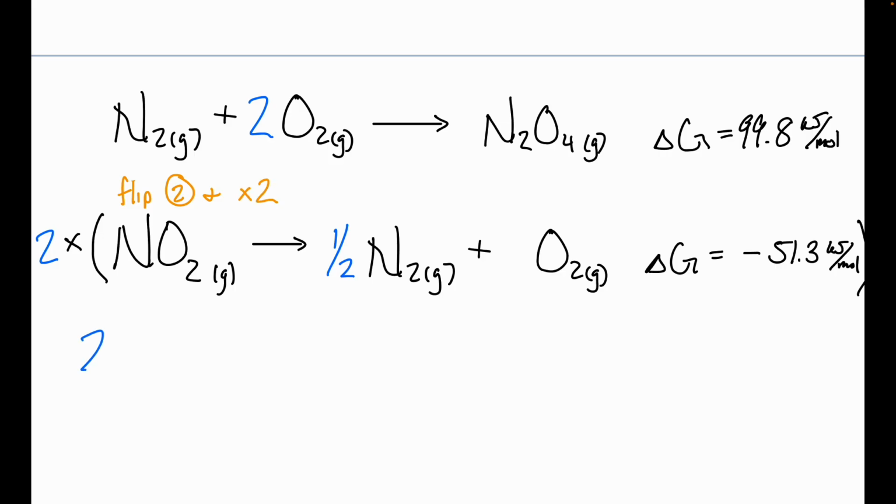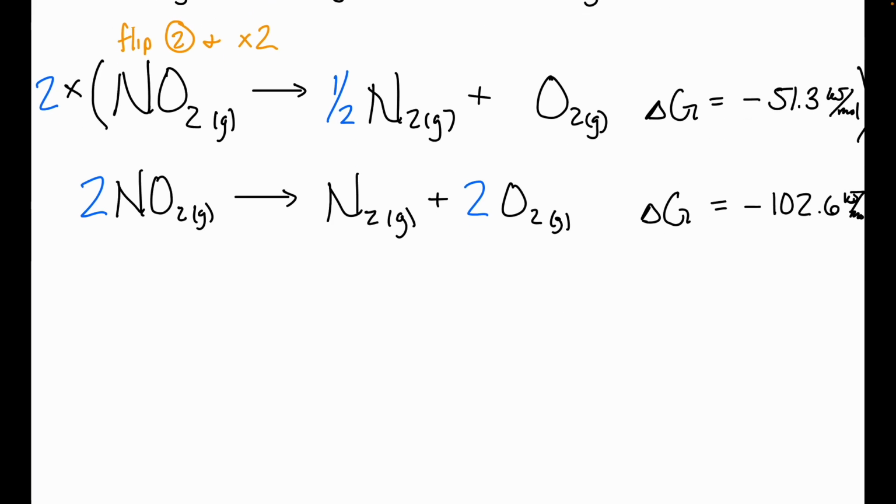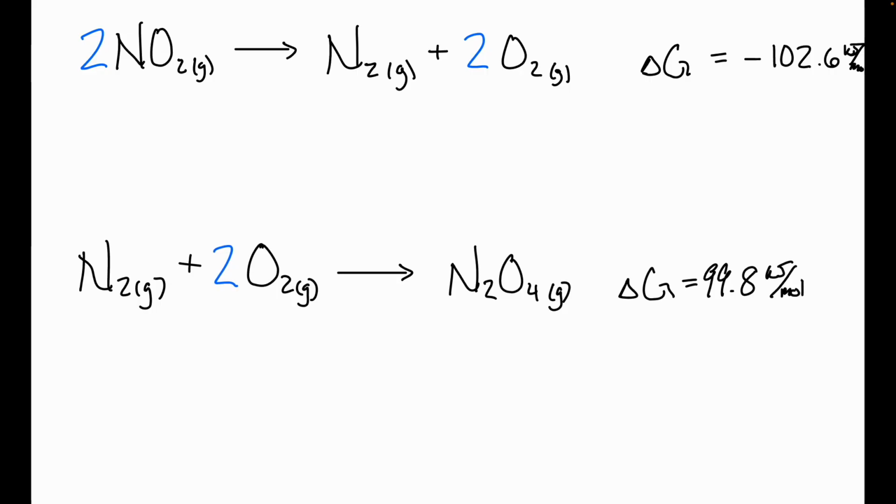So that would give me 2 NO2s. That would give me 2 times 1/2, which is just 1 nitrogen gas, and 2 of those O2s. And I'm going to have to double that delta G value as well. So now my delta G is equal to negative 102.6 kilojoules per mole. All right. Just for the sake of cleaning this up, I'm going to rewrite these, copy them down here.